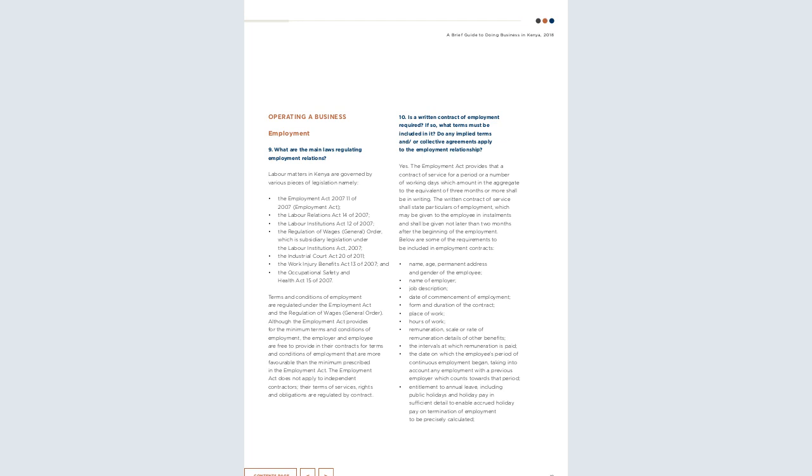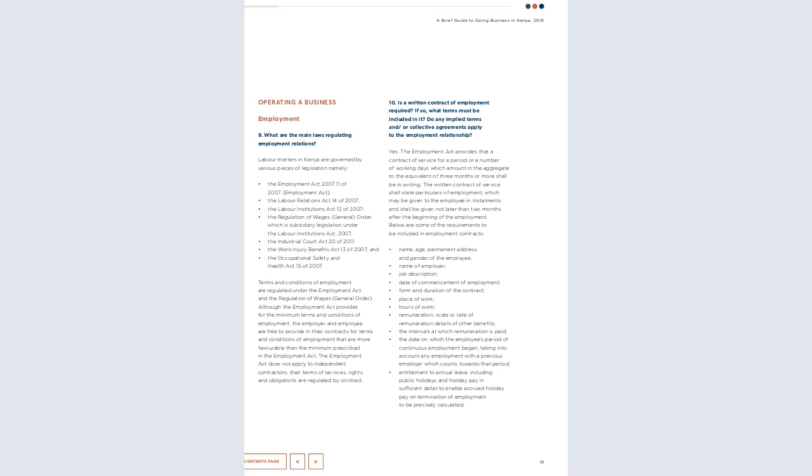We'll now want to know how people are paid. What are the regulations of paying? The terms and conditions of employment are regulated under the Employment Act and the Regulation of Wages Act Order. Although the Employment Act provides for the minimum terms and conditions of employment, the employer and the employee are free to provide in their contract for terms and conditions of employment that are more favorable than the minimum prescribed in the Employment Act. That is, the Employment Act does not apply to independent contractors.